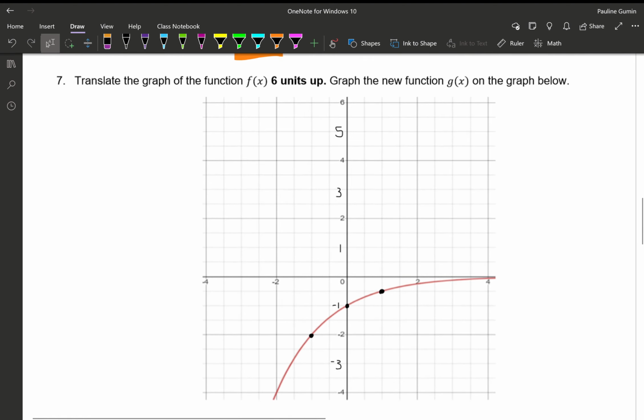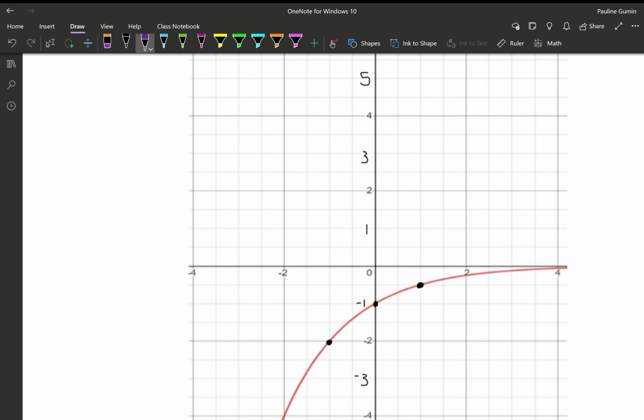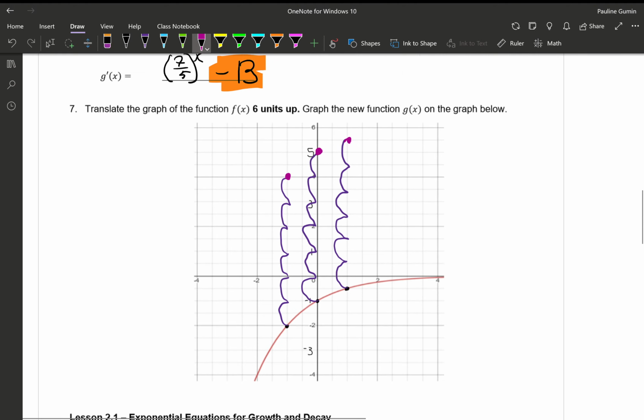Number 7, translate the graph 6 units up. All right, let's use the points. Let's translate. Okay, so it looks like each unit is 2 boxes. 1, 2, 3, 4, 5, 6. And lastly, 1, 2, 3, 4, 5, 6. All right, there it is, translated 6 units up.